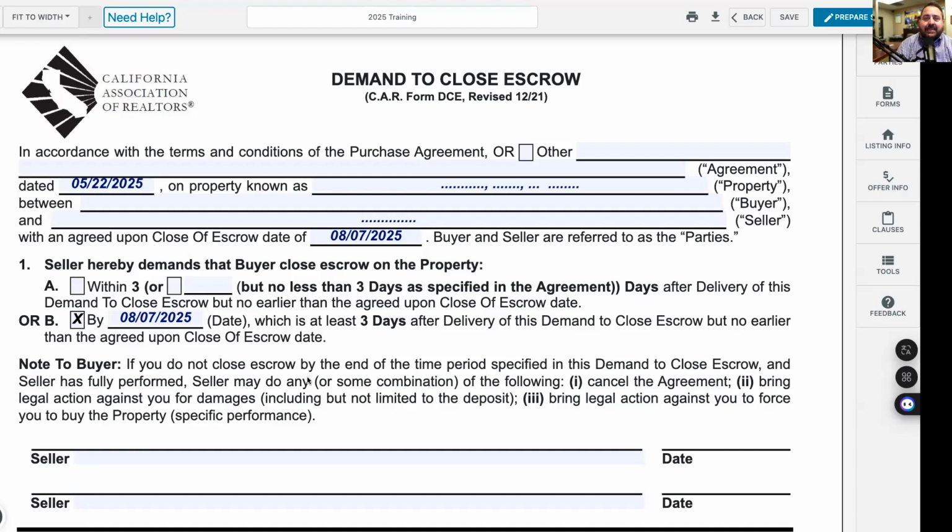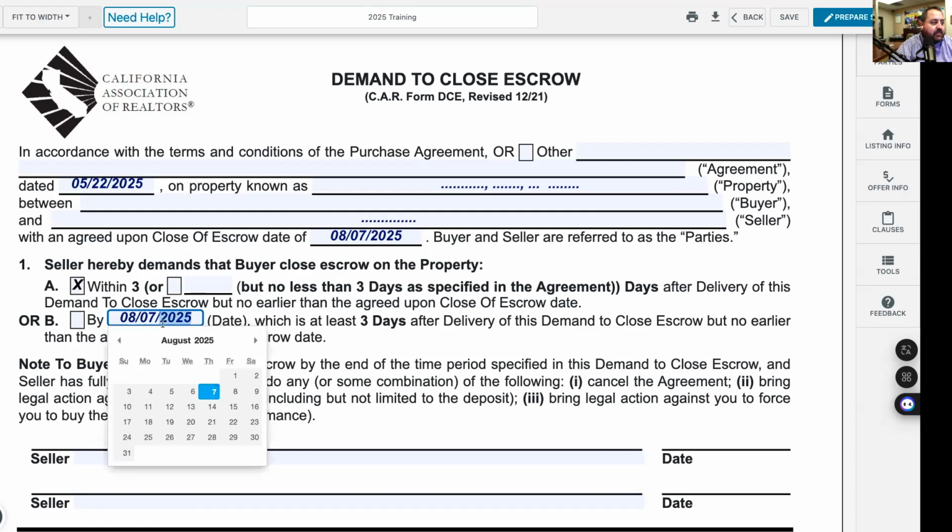It can't be earlier than 3 days prior, though. It's not like I can say, hey, we're supposed to close escrow on the 15th of August, here's a demand to close escrow right now, you have to close escrow on the 15th or cancel. It doesn't work like that. It would become invalid at that point. So 1B is if I'm sending it prior to our close of escrow date. 1A is if I'm sending it after we were supposed to close. Make sense?